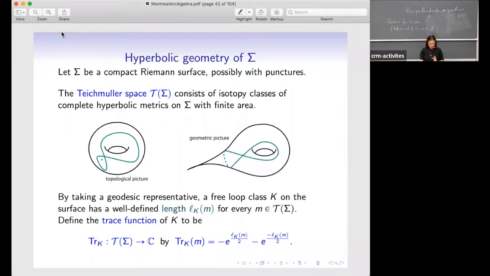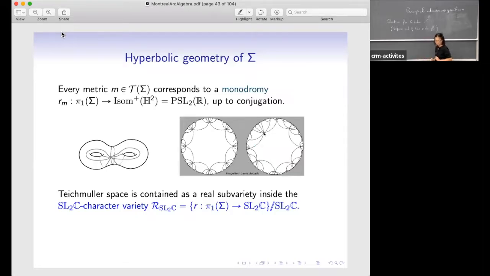Why do I call it the trace function? Well, then I have to talk about the SL2C character variety. If you have a metric, then you can associate a monodromy representation. The way I think about it is that if you have a surface, then there are different sizes and shapes of it. One way that you can see this is by lifting to the universal cover, in which case you can get different sizes and shapes of the universal cover in hyperbolic space. This is just abstract algebraic topology. And in this universal cover, you do a base change of base point transformation.